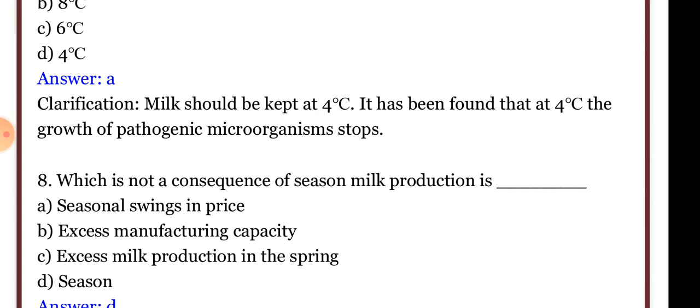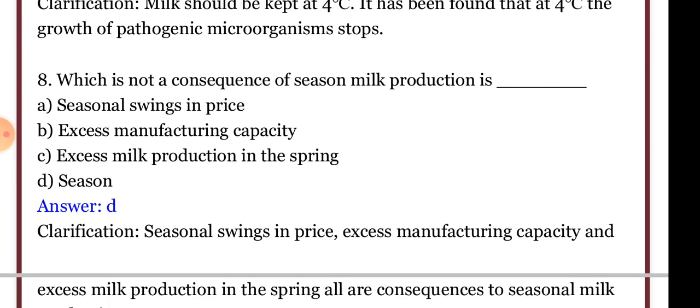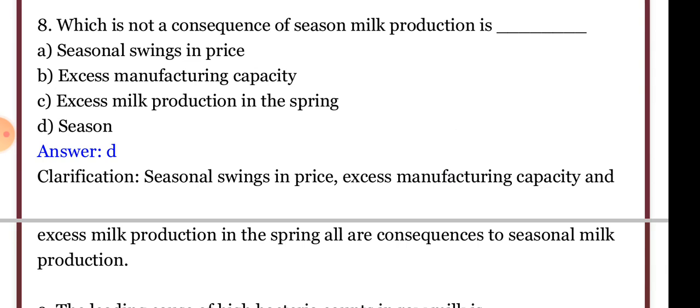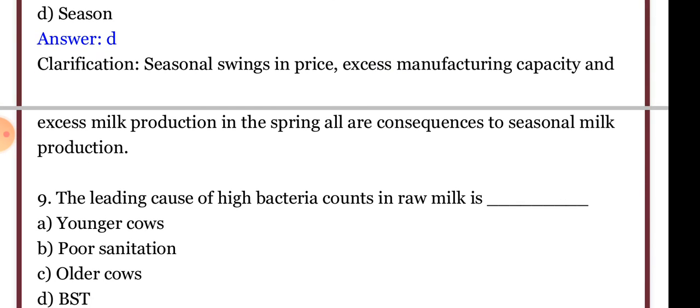whether there is more production or less production, the season is an independent variable. The season is not dependent on the milk production. Seasonal swings in price, excess manufacturing capacity and excess milk production in the spring are all consequences of seasonal milk production, and season is not dependent on the milk production.